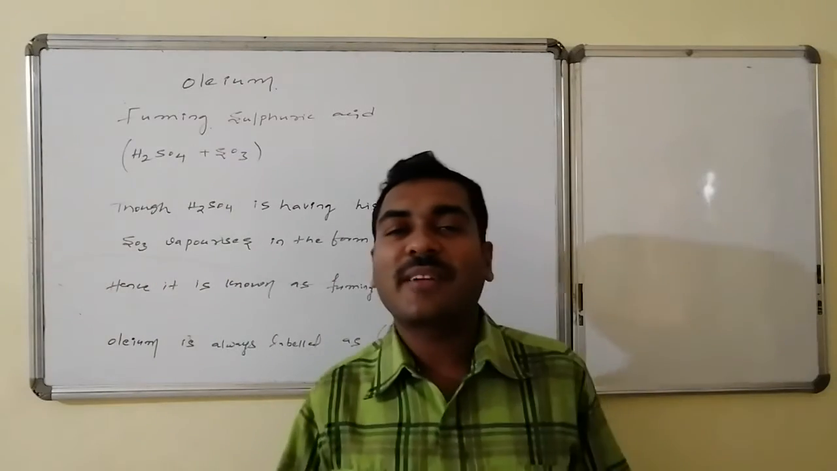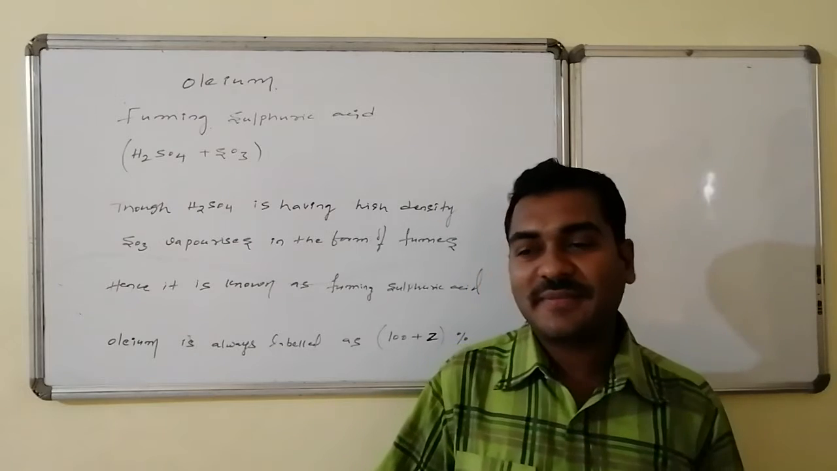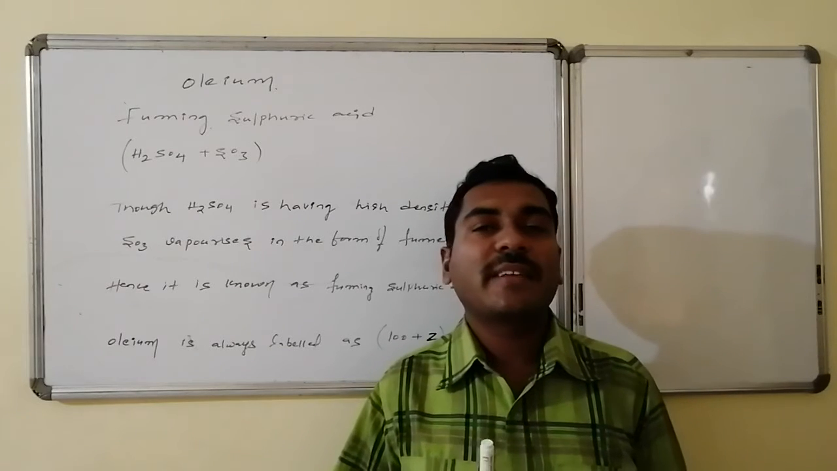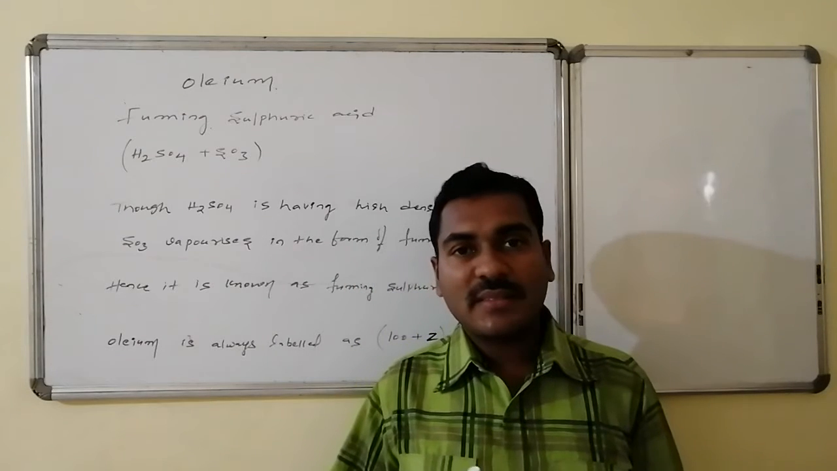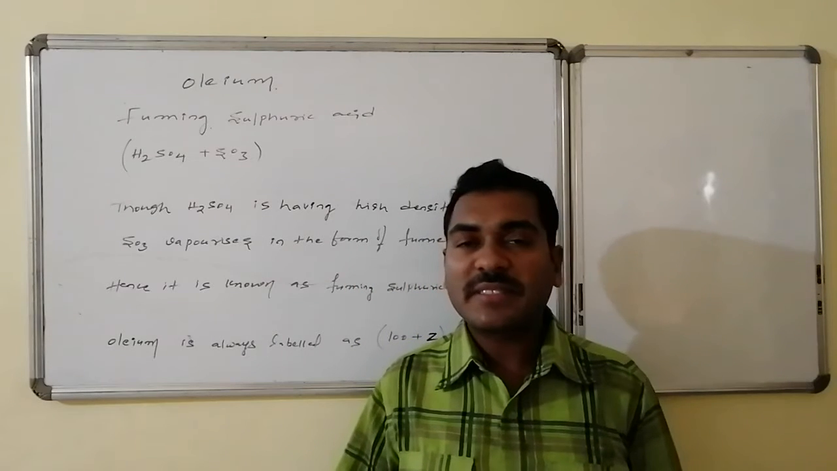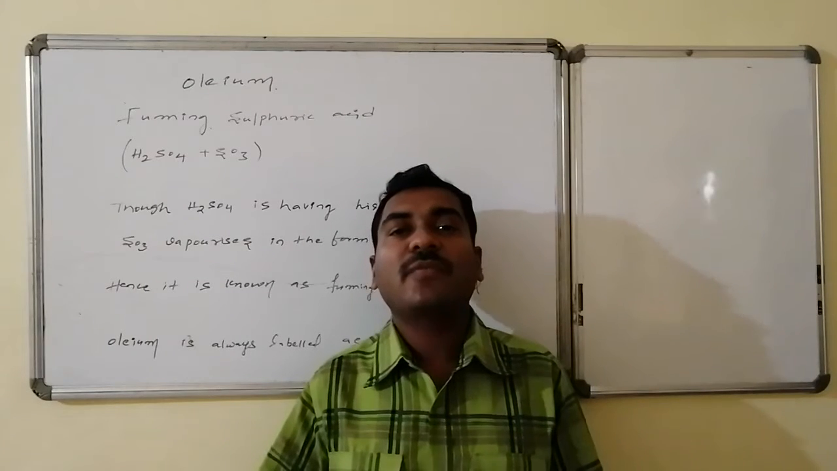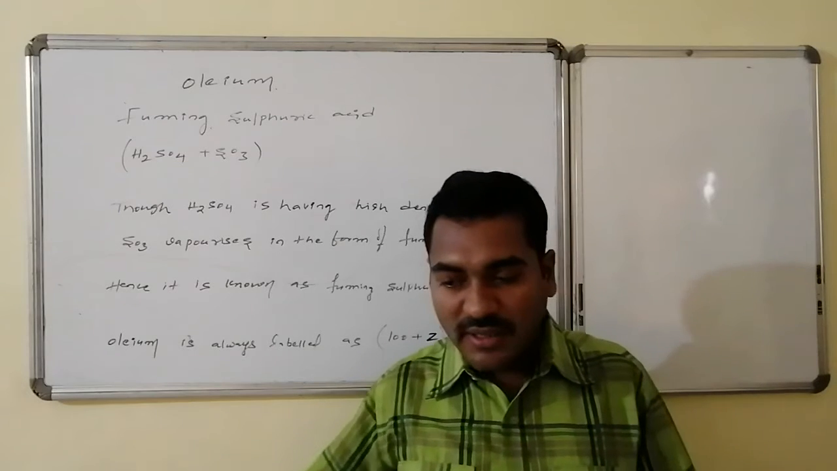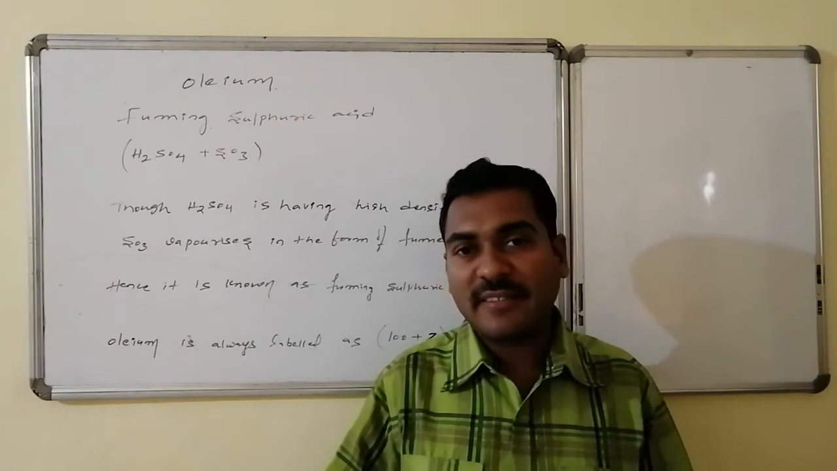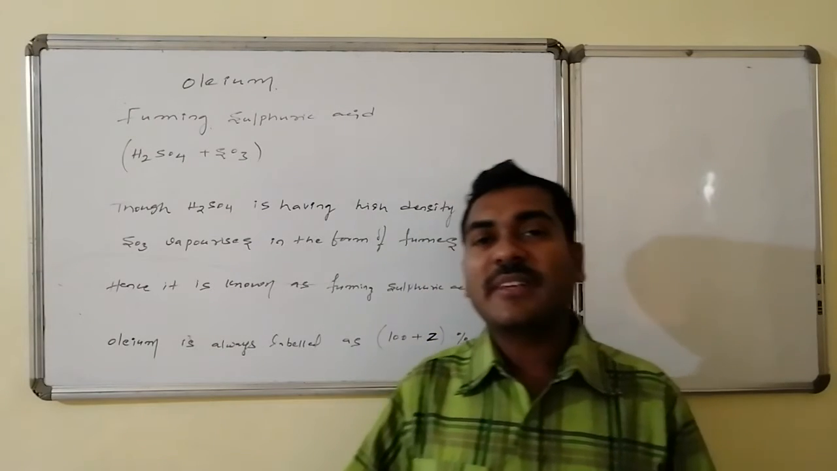Oleum is fuming sulfuric acid. It is a combination of sulfuric acid and sulfur trioxide. Sulfuric acid has a higher density, so it can't vaporize. But sulfur trioxide is a gas which is present in a dissolved condition inside the sulfuric acid. It fumes in the form of vapors. So, that vaporization nature, containing gaseous evolution, is why it is said to be fuming sulfuric acid.